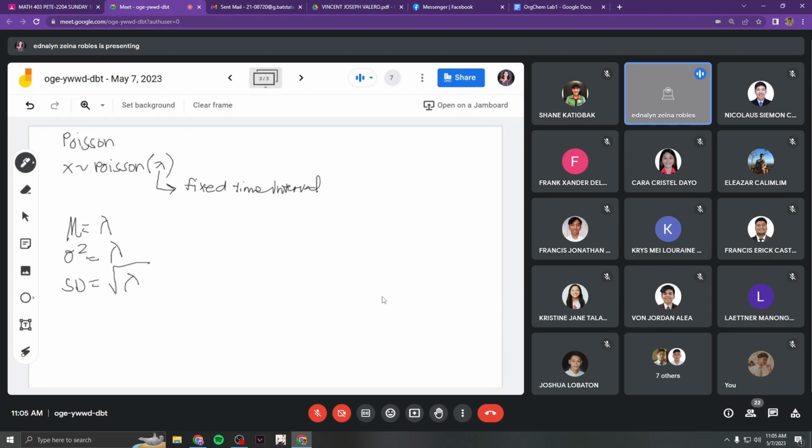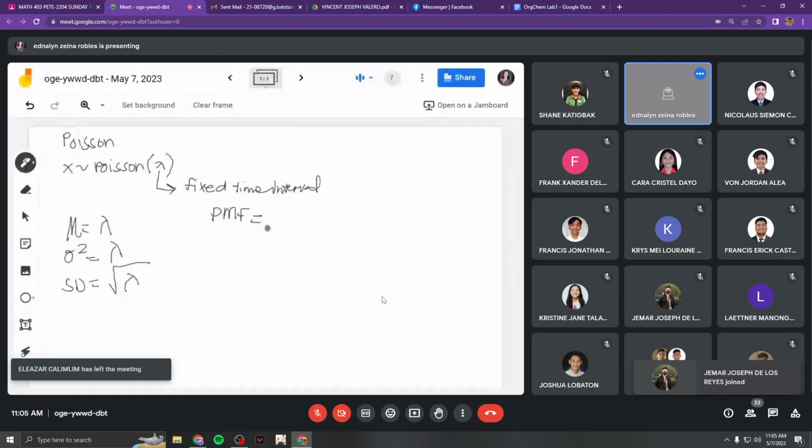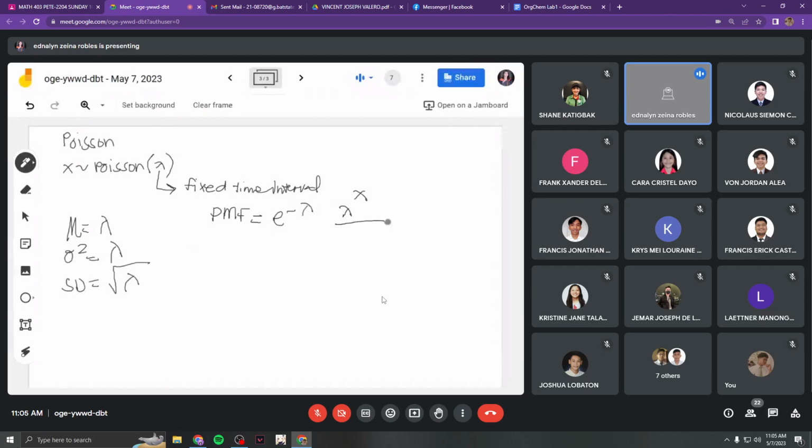But sorry, I forgot this. How can we find the probability given that it follows Poisson? Sorry, my bad, I forgot. So probability mass function for Poisson is equal to e raised to negative lambda times lambda raised to x all over x factorial. So remember this.